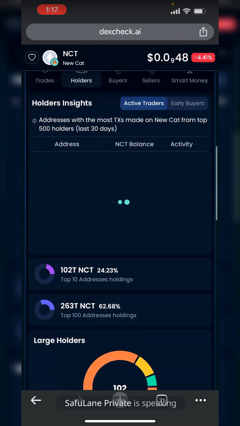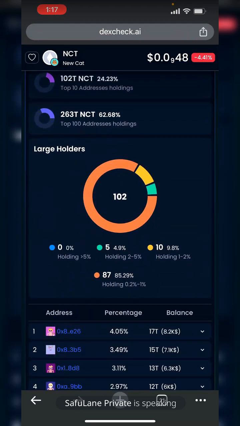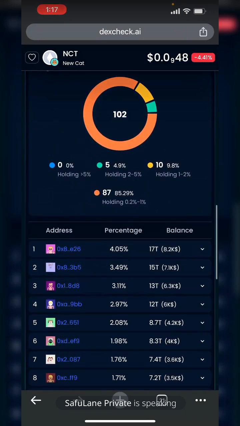When I'm trying to check the holders, it can give me some kind of graphical charts to see how the token is being distributed. So it means 87% is out. 87% of the supply is out in the ratio of 0.2 to 1%, which is very good. It means that this token is actually distributed very well for everyone.